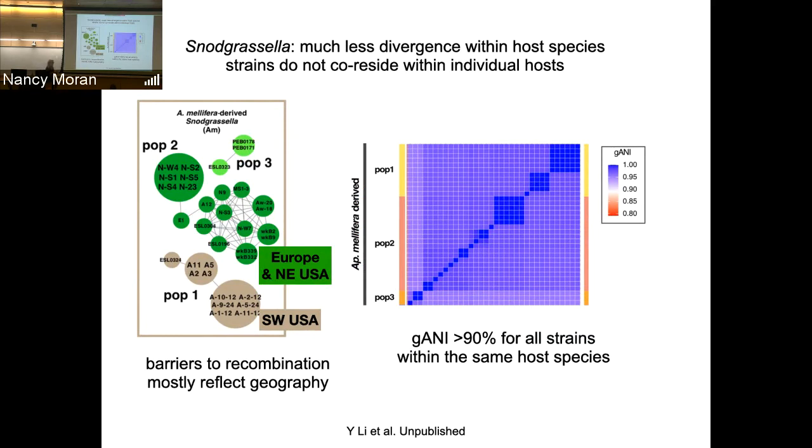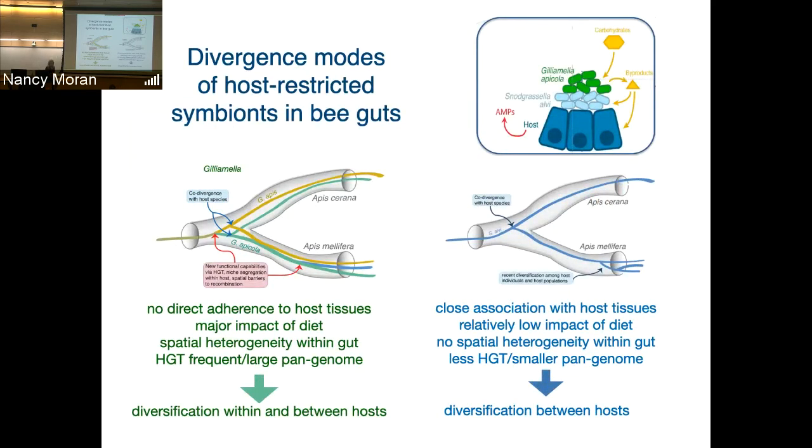Snodgrassella is much more intimate with the host. Its main environment is really defined by the host. It's right on the host epithelial wall, so perhaps there are fewer ecological niches that are based on the environment and the diet. Whereas Gilliamella doesn't directly adhere to host tissues. It's mainly influenced by what's coming in the diet. There's this spatial heterogeneity, and it's got horizontal transfer, so it's diversifying in this one way, and Snodgrassella is much more just following along with the host lineage.